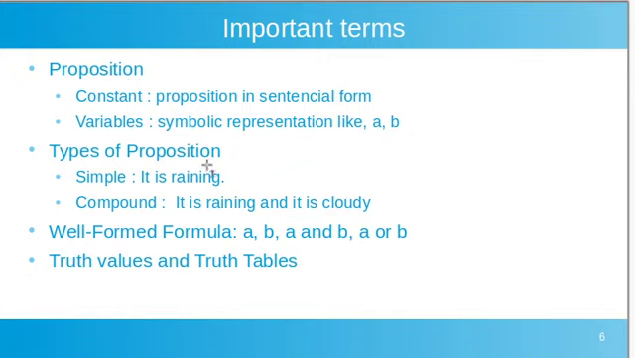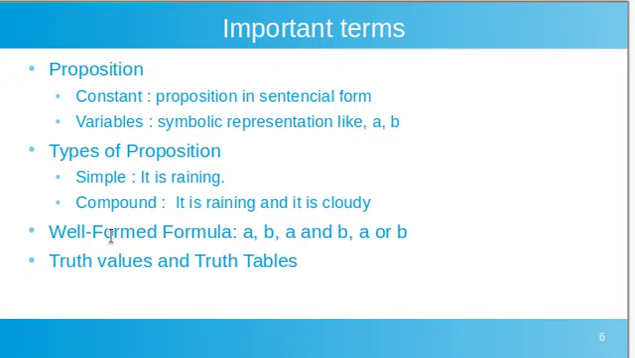Now types of proposition. A proposition can be simple or compound. When it is a simple sentence, it is a simple proposition, like "it is raining". And when two or more sentences are combined together, it is called a compound proposition, that is, "it is raining and it is cloudy" is a compound statement.